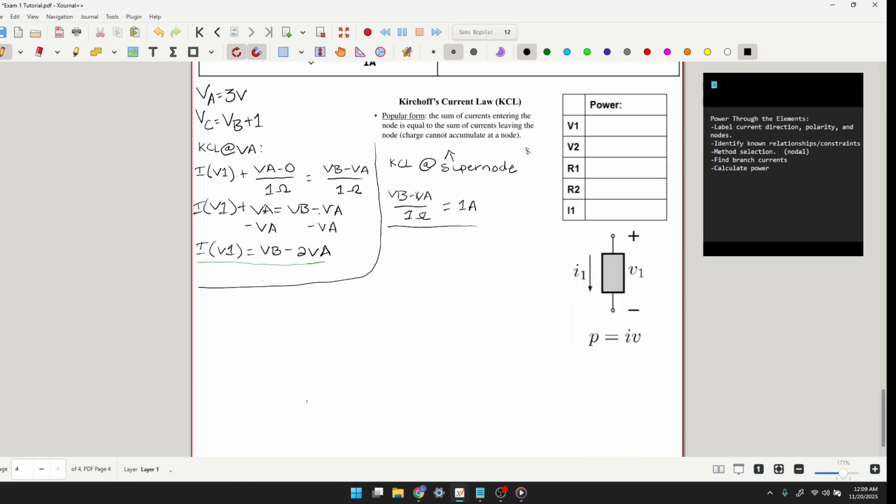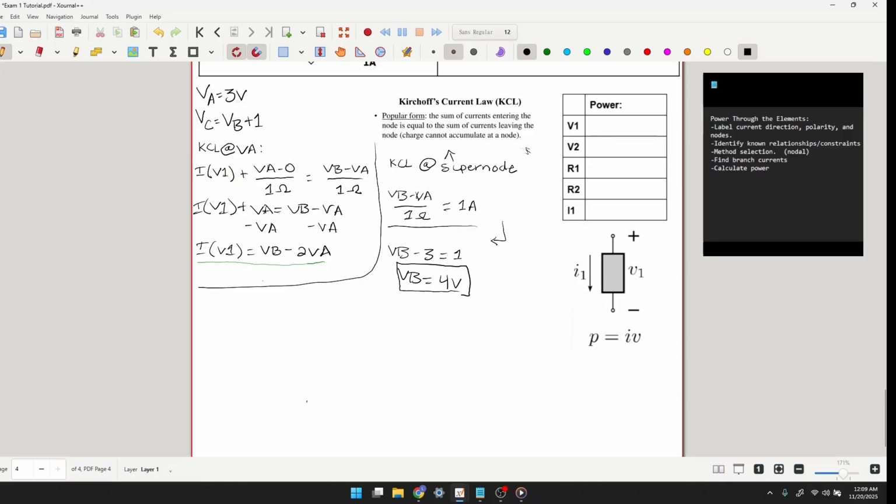So now that we have these two KCL equations, we should see what substitution can do for extracting more values. I'm going to start with this one right here. Since I know what VA is, what can be gathered from the fact that VB minus 3 is equal to 1? We should gather that VB must be equal to 4 volts.